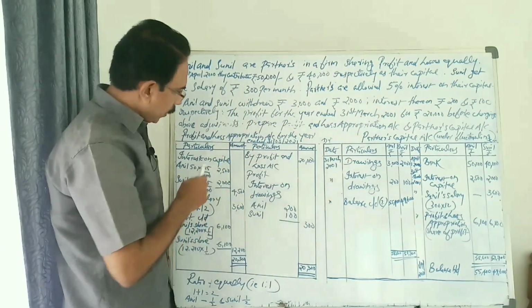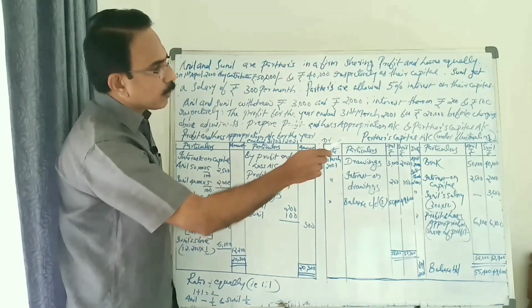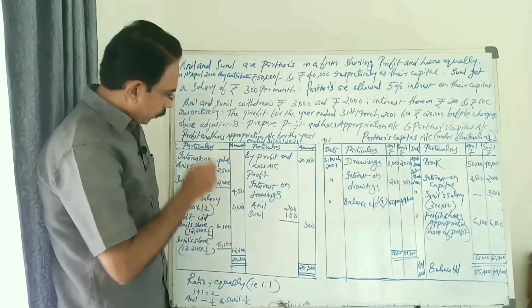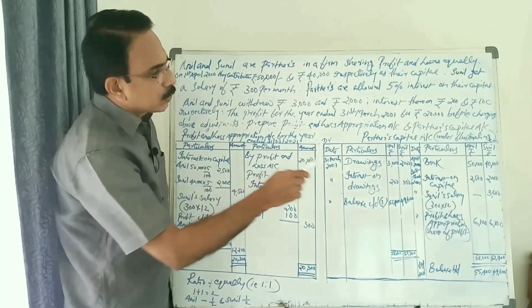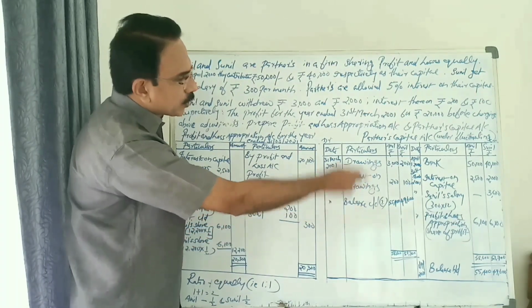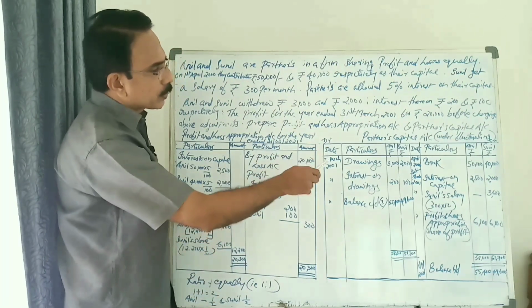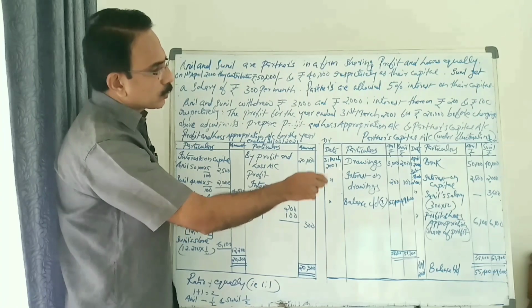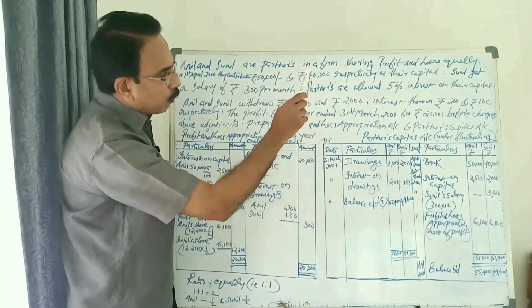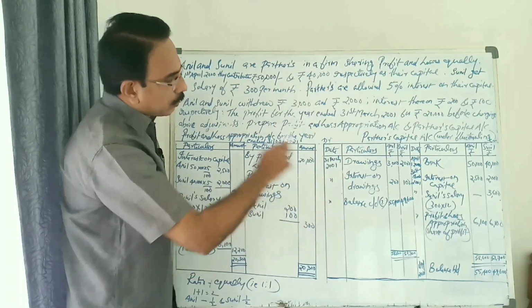Interest on capital, already stated in profit and loss appropriation account, that is 2,500 and 2,000. Sunil's salary, already stated in profit and loss appropriation account, 300 into 12, 3,600. Then profit and loss appropriation account 6,100 and 6,100. Drawings 3,000, 2,000. Interest on drawings 200 and 100. Balancing figure 55,400 for Anil and 49,600 for Sunil. These are the balancing figures.